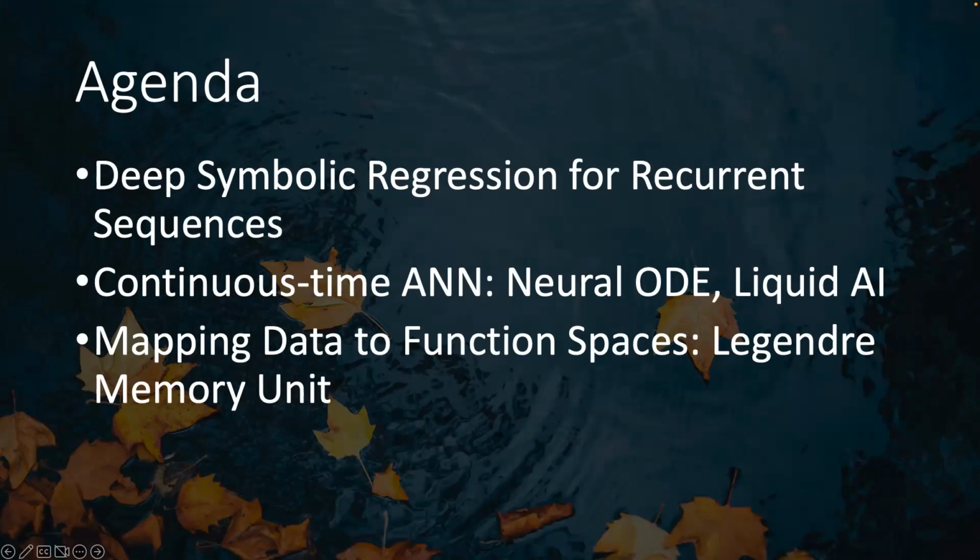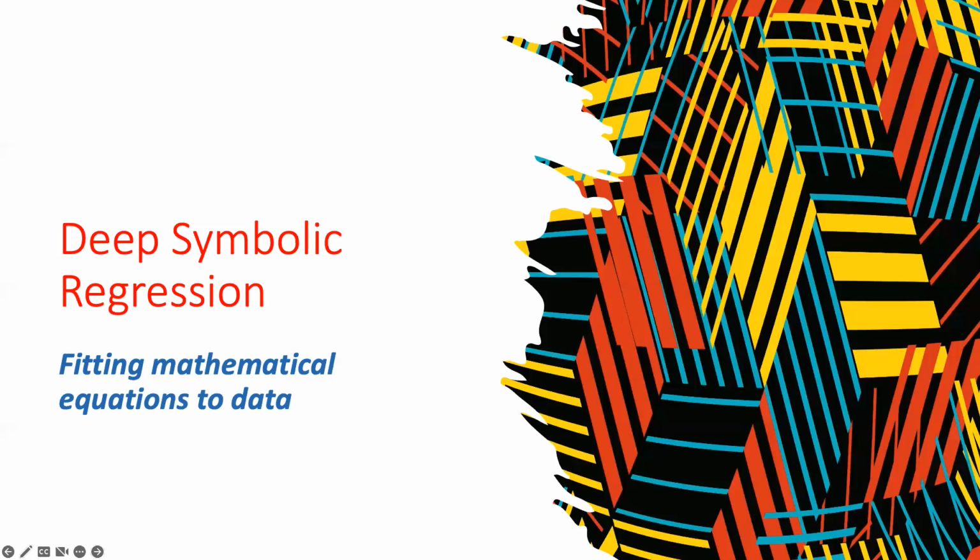The third interesting development is mapping data to function spaces. We all know machine learning algorithms map data to vector spaces. What happens if we map the data to a function space instead? There are a few function spaces that are of interest. The one researchers proposed is the function space of Legendre orthogonal polynomials. So we are going to look at that. So that's pretty much what we are going to cover. But let us first look at deep symbolic regression.